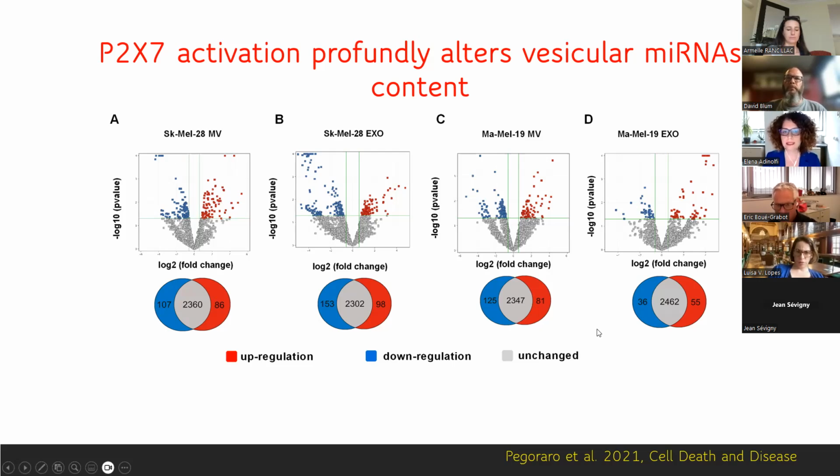And we get a massive difference in the microRNA content in each of these vesicular fractions. Therefore, we decided to take 3 different microRNAs, which we found upregulated in the NGS assay in all cell types and in all vesicular fractions, so both exosomes and microvesicles, and in the MeWo and SKMEL cells.